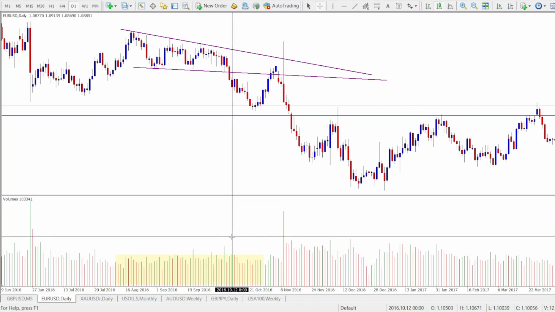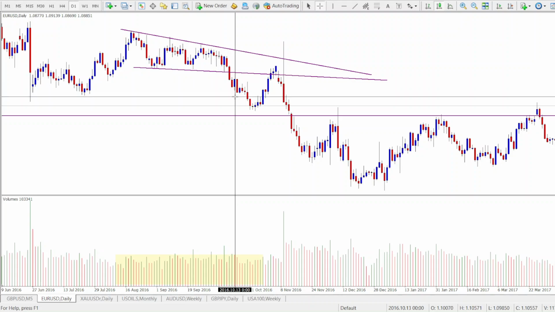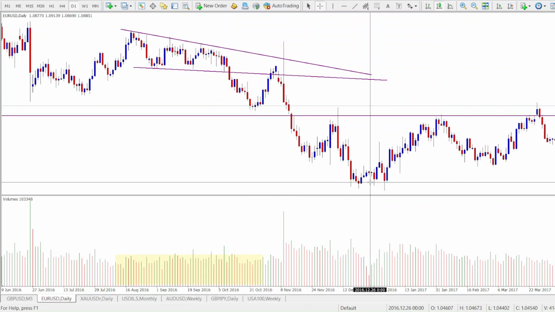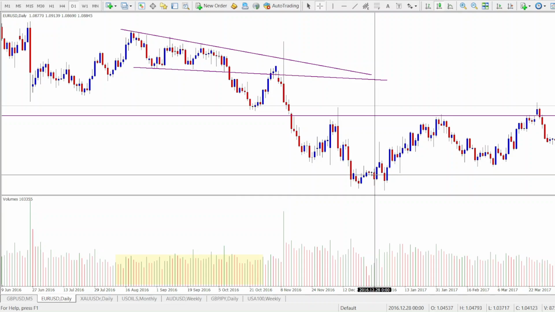It was not too much, but there was just a little spike just before the breakout happened. Okay, that strong volume signifies that the sellers have taken control. Now let's talk about how to identify the bearish triangle pattern on your charts.